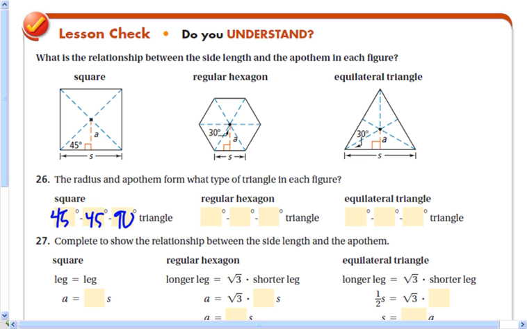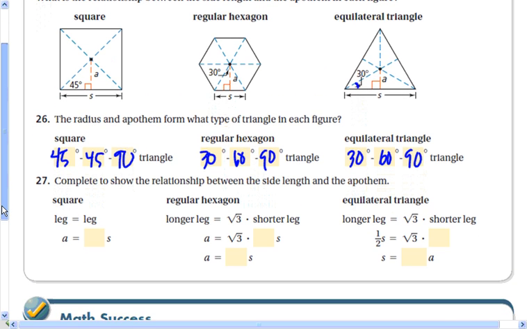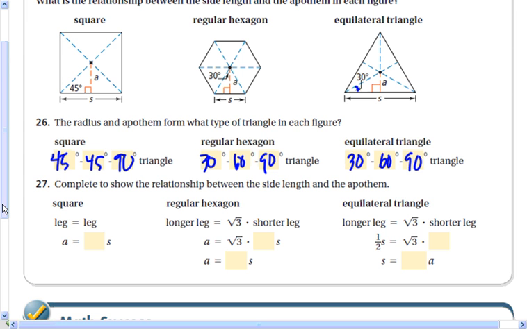In a regular hexagon, we saw earlier, we end up with a 30, 60, 90 triangle. And with an equilateral triangle, since an equilateral triangle has 3 60-degree angles, that makes this a 30-degree angle, and this a 90, so we have a 30, 60, 90 there also. Now using what we know about 30, 60, 90 and 45, 45, 90 triangles, for a square, the two legs equal each other, and they're half the side length. So the apothem is half the side length.